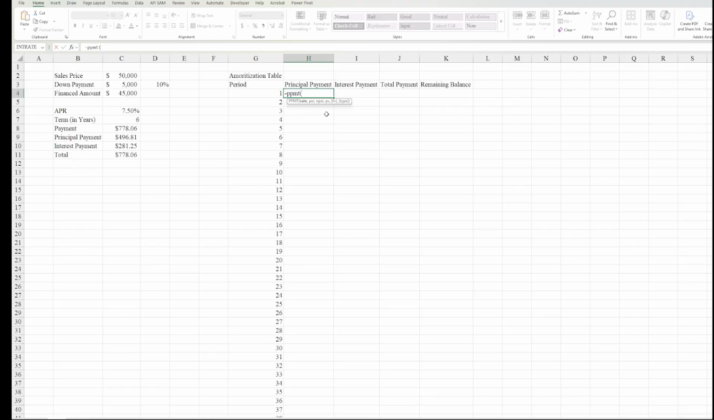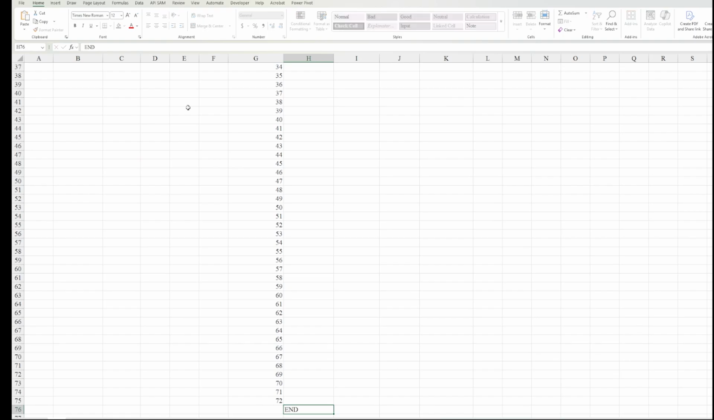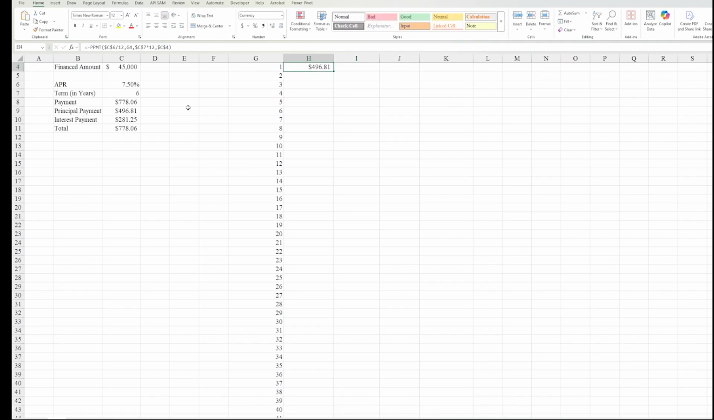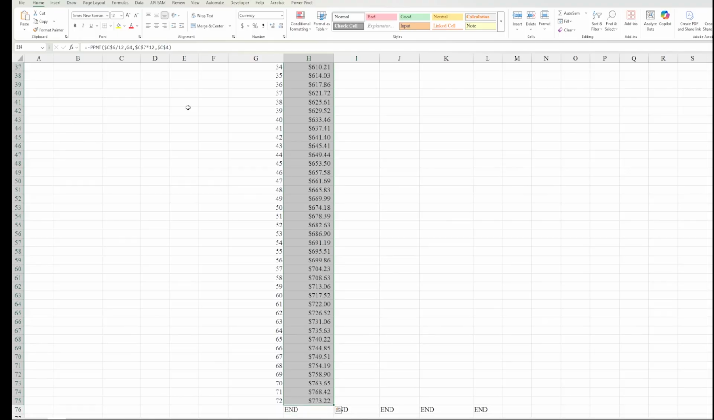We're going to do the rate. We're going to keep this fixed, divided by 12, and then the period is going to be the period that these periods are created over here in column G, and that's not going to be fixed because we need it to move. And then the number of payments is going to be the term in years fixed times 12, and then the present value is going to be the financed amount, and that's going to be fixed. All right, real quick, let's just create a fence here and then fill that down.